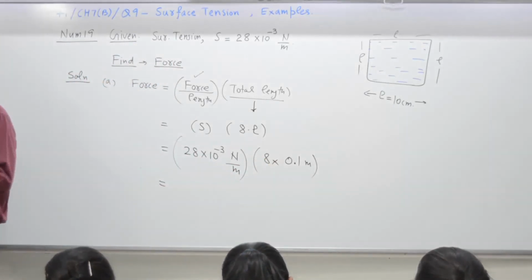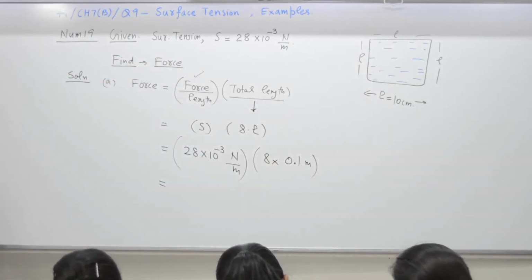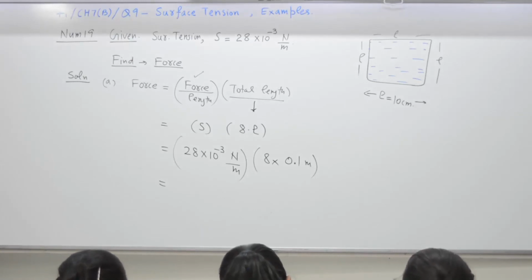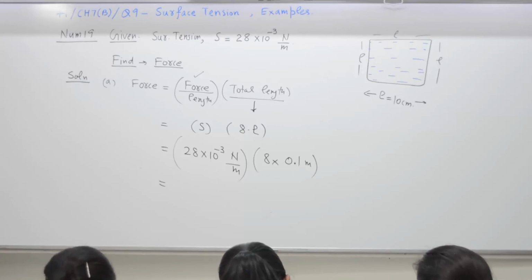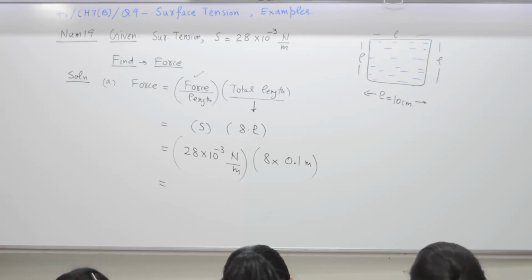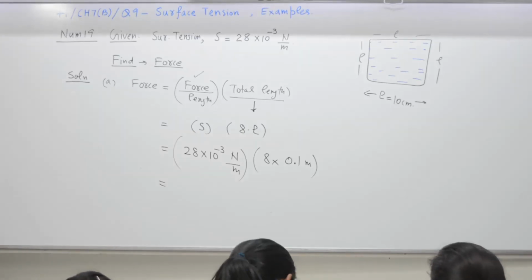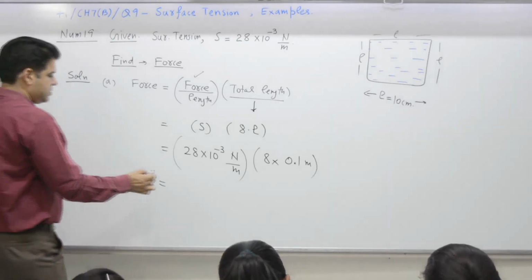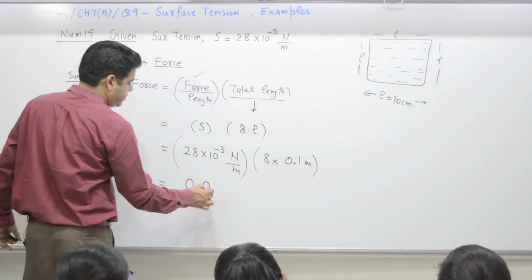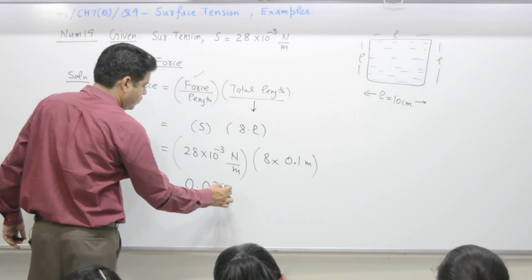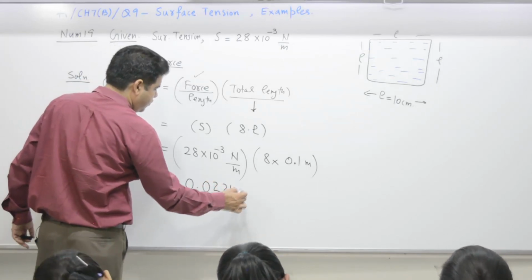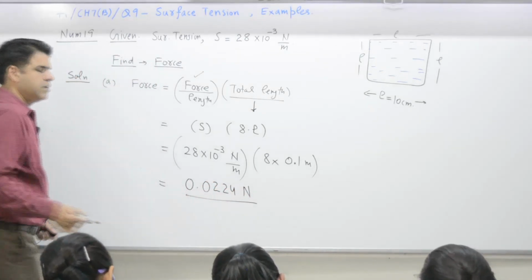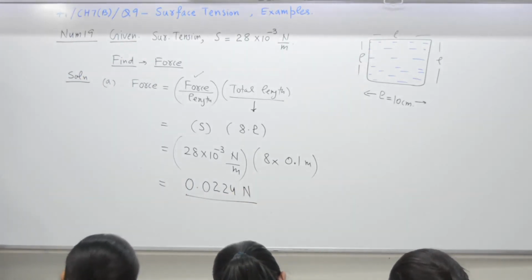Solve and answer it. In Newton, what is the answer? Confirm. 0.0224 Newton. 2.24 into 10 raised to power minus 2.